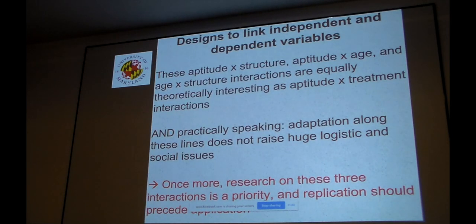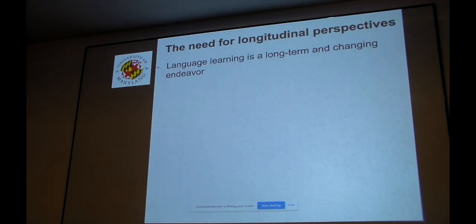So, once more, research on these topics too is a priority, and replication should precede application, because I've already heard angry voices coming out of some government agencies in Washington that the results of ATI research are being imposed on them to take decisions before one really is ready to do that on the basis of the little bit of research there is. Okay? So I can only agree with that, of course.